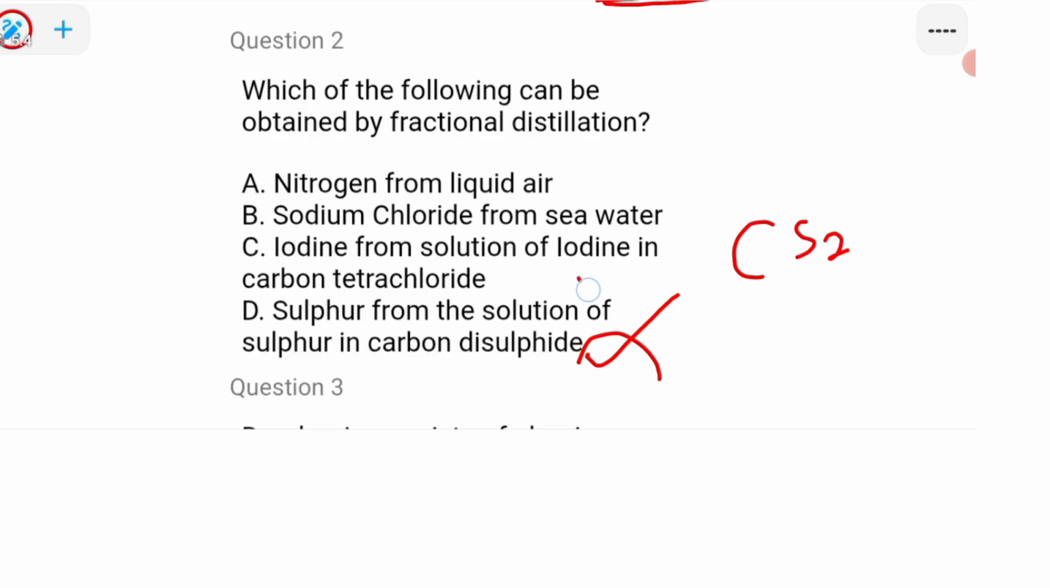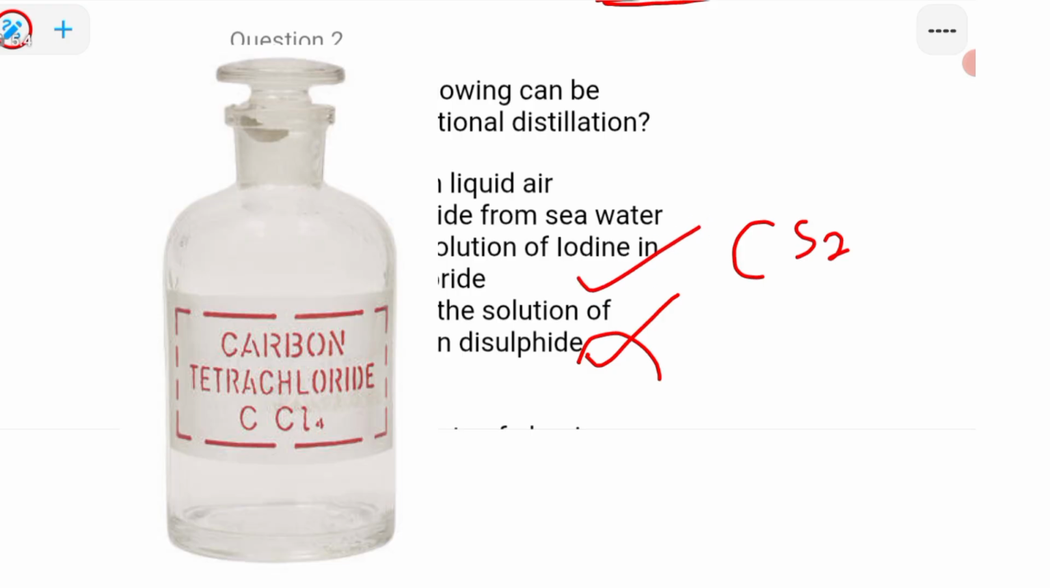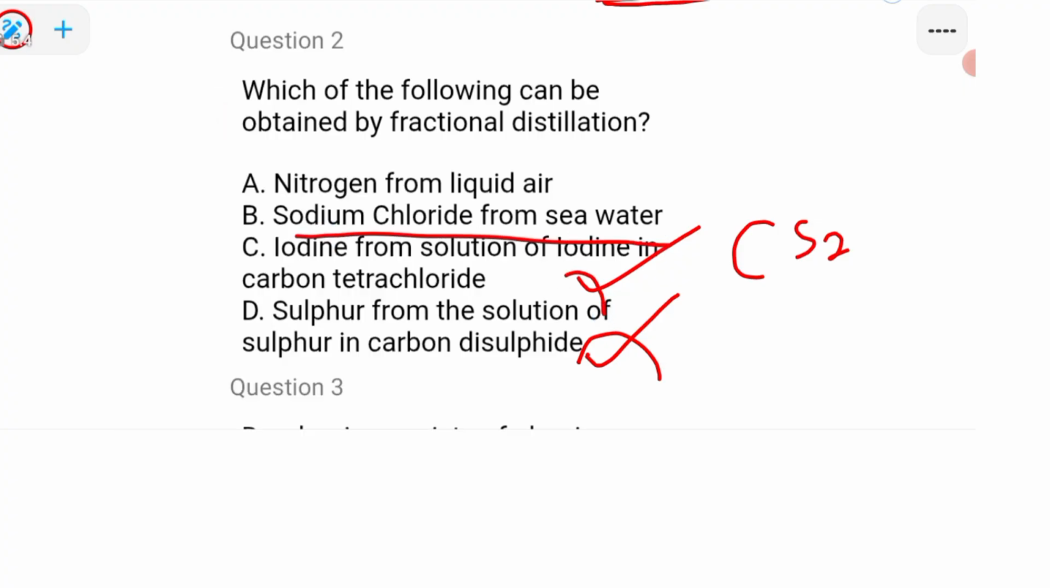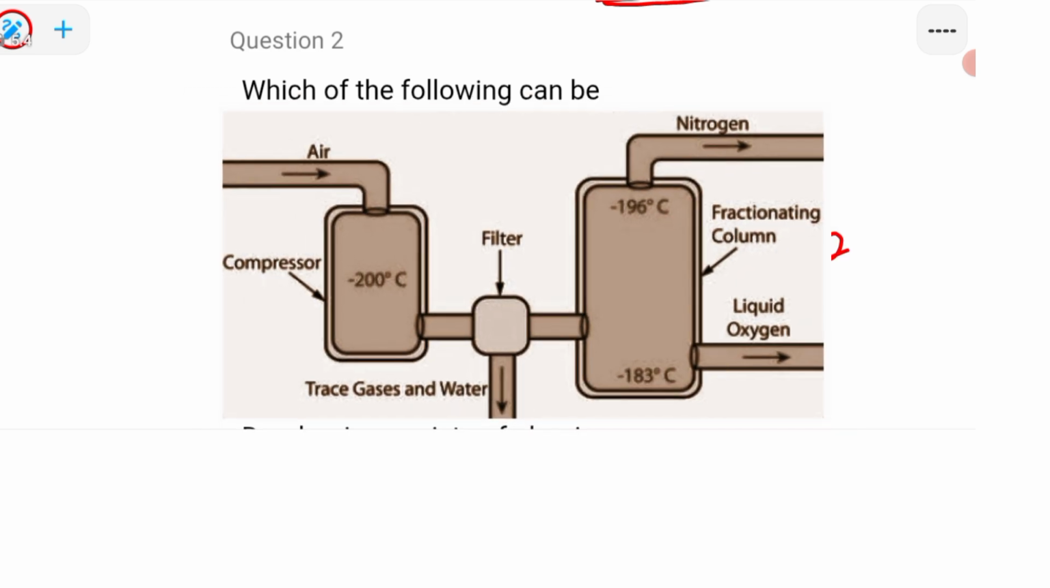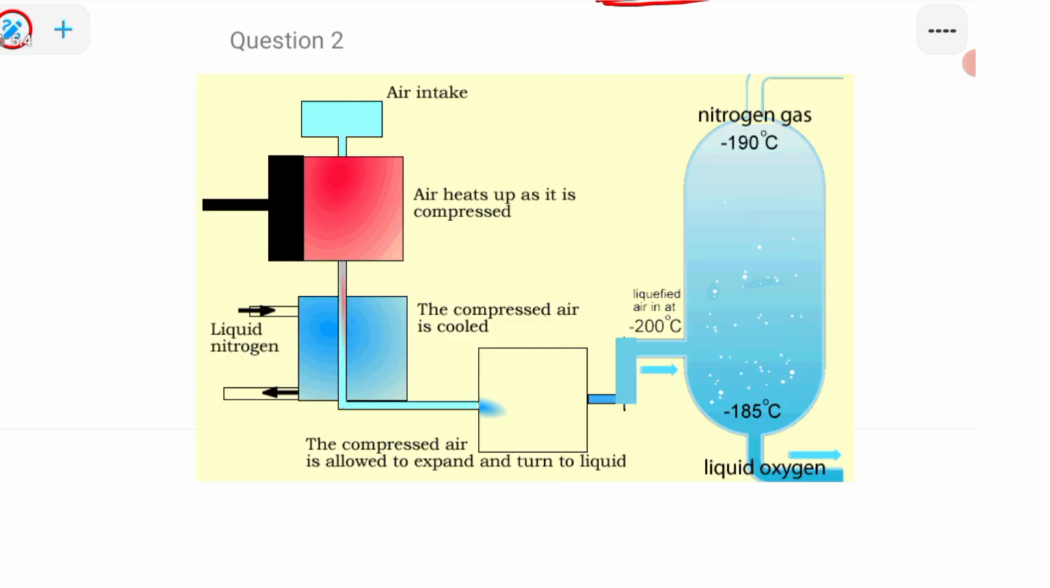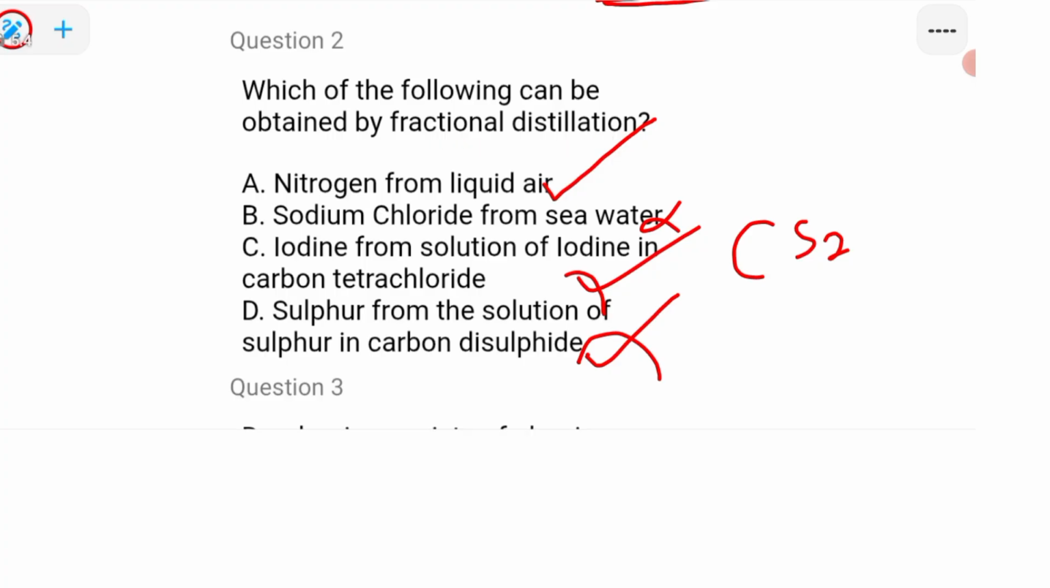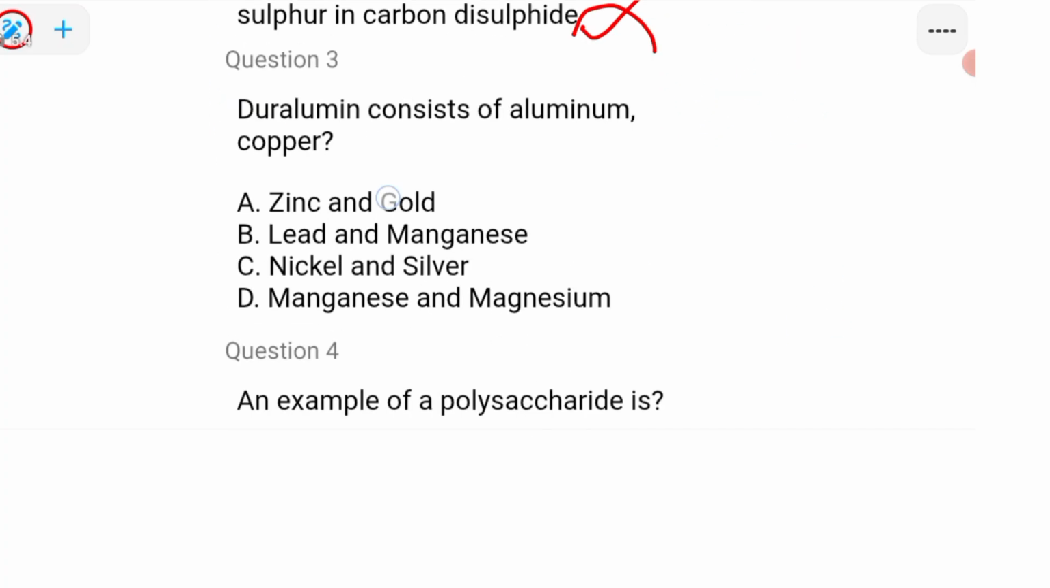The next one is iodine. Carbon tetrachloride can also dissolve iodine, but to get it back, it has to be the evaporation method. Then sodium chloride from seawater is also the evaporation method. The only option left there is nitrogen from liquid air. Fractional distillation of air is one of the industrial methods of preparing nitrogen on a large scale. So the answer there is nitrogen from liquid air. That's option A.